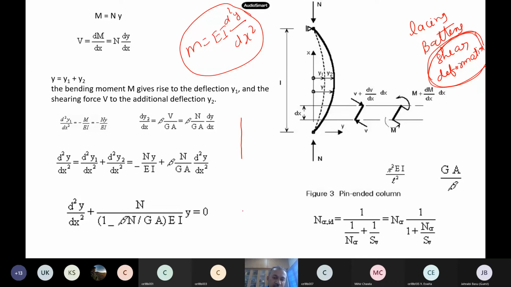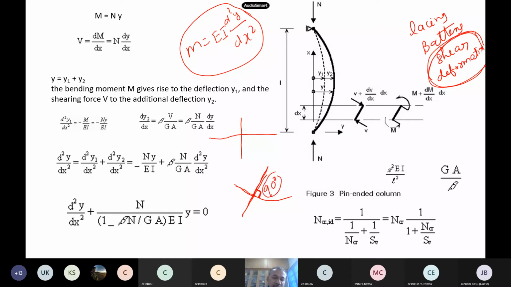So this is my plane cross section. After deformation, it will be like this. This is my centroidal axis, and my centroidal axis is like this. Now the plane cross sections, if I try to find out this angle, what will this angle be? Plane cross sections before and after deformation always lie perpendicular, that means 90 degrees actually.